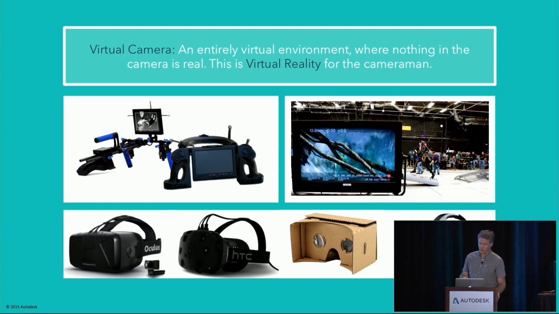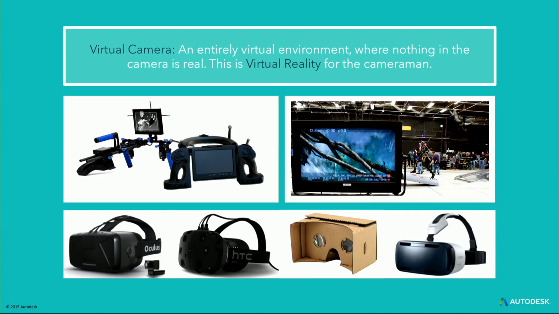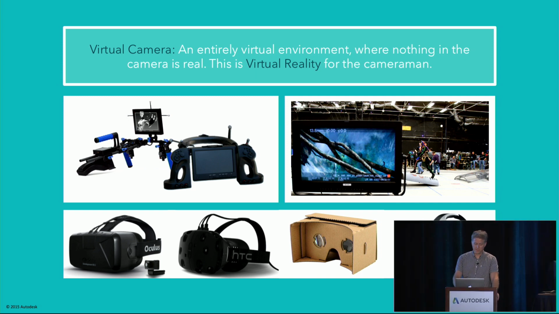So we attempt to address this in virtual production in a couple of ways. First of all, there's the virtual camera. The virtual camera is like putting virtual reality on the cameraman and director. Through these devices, we see just the virtual world, none of the live action. You might have seen some of this in the making-of footage for Avatar. They used it quite extensively.